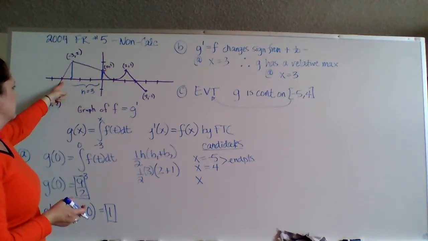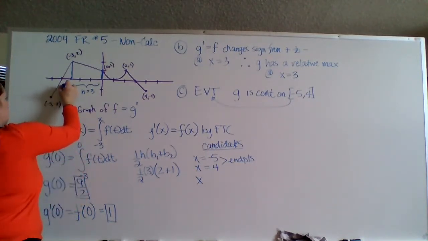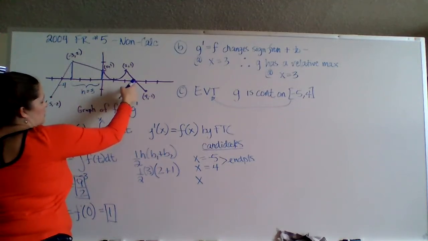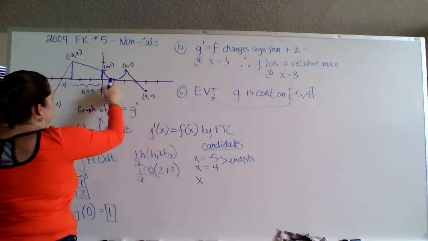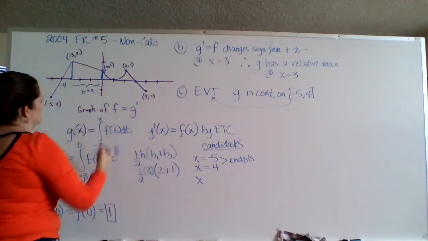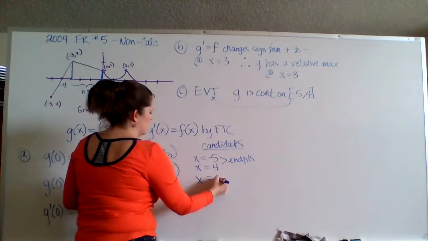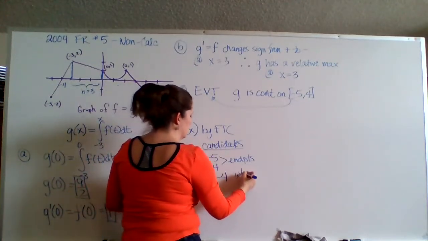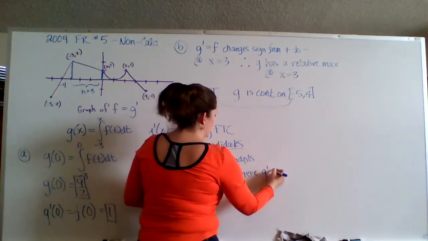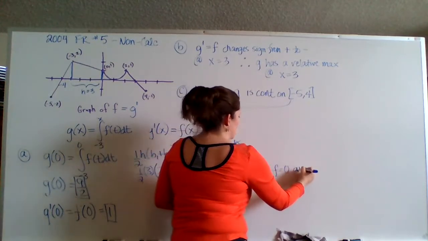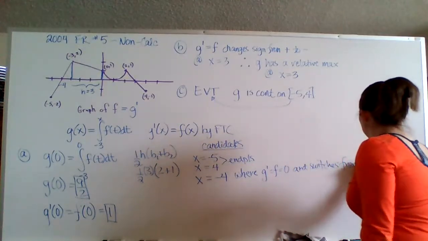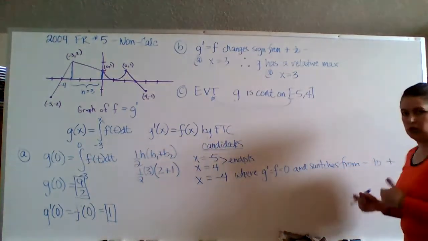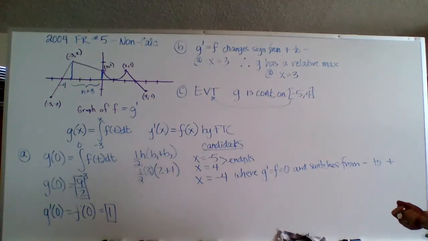So is it at the 3 spot? This one that we were just talking about was a relative max or a local max. So how could that be an absolute min? So this one's out. And at 1, you don't change sign. So it looks like the only other spot we need to consider is -4. And I'm going to write out that this is where g prime, which equals f, equals 0, and switches from negative to positive. Because you have to change that way to have a local min before you can even have absolute. Uh-oh, I'm doing the crooked writing thing.